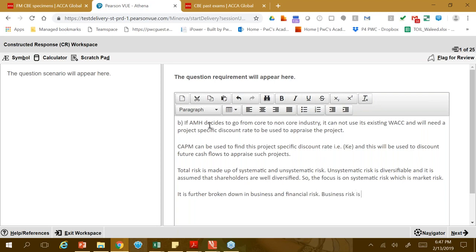Business risk is industry specific and can never be zero, whereas financial risk is company specific and can be zero. Now notice here, I am going to still talk about the project specific discount rates, but because the examining team asked me in this question to focus on systematic risk, business risk, and financial risk, therefore I am also talking about that. What I have written so far here is worth up to 4 marks. So 4 brief paragraphs, 4 marks.